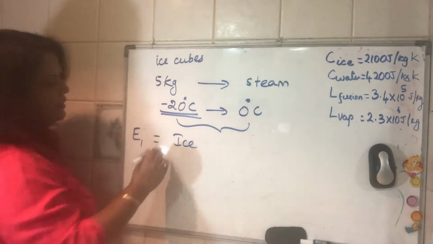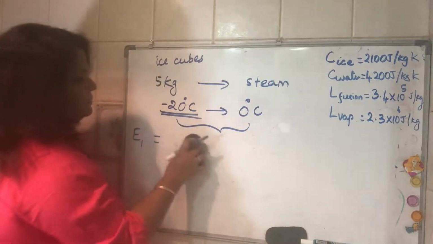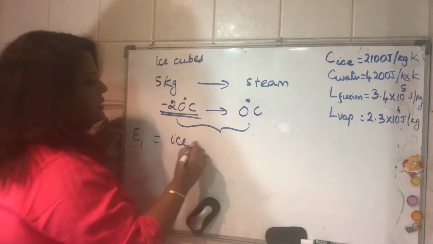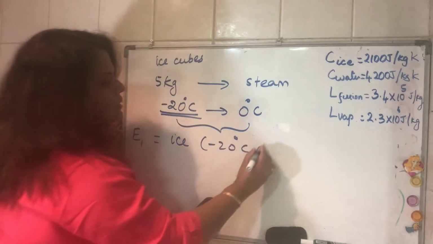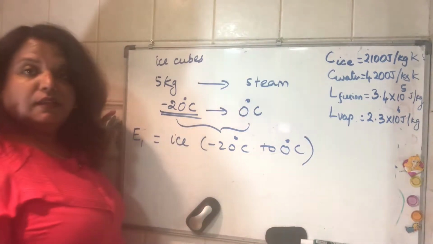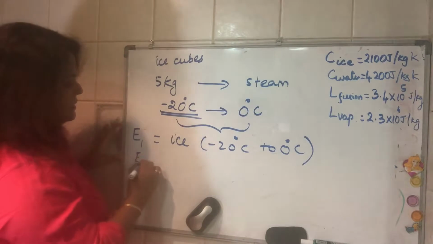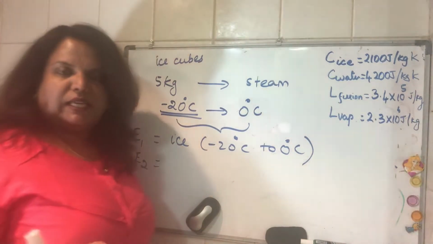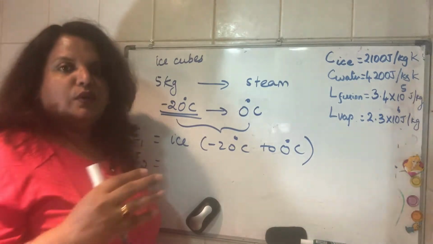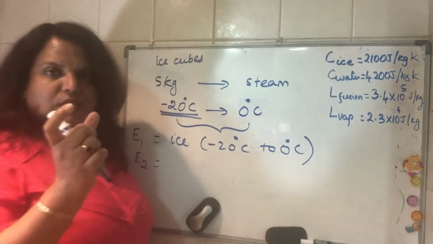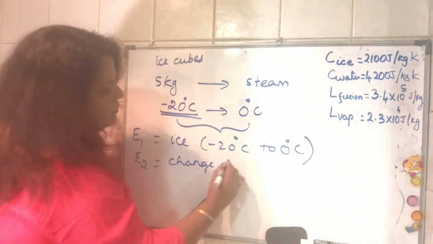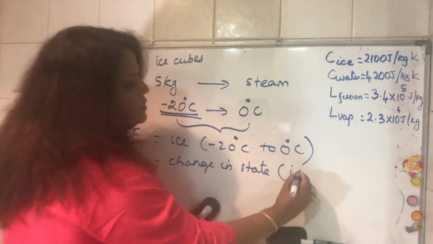So for the energy required there, you have to think about the increase in temperature of ice from minus 20 to 0 degrees Celsius. Now after reaching 0 degrees Celsius, what will happen to the ice cubes if you still supply heat? The ice will change to liquid. When it changes to liquid or water, there will not be any change in temperature. So there is a change in state involved there, from ice to water.